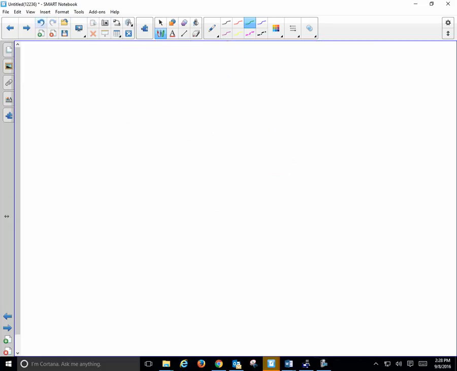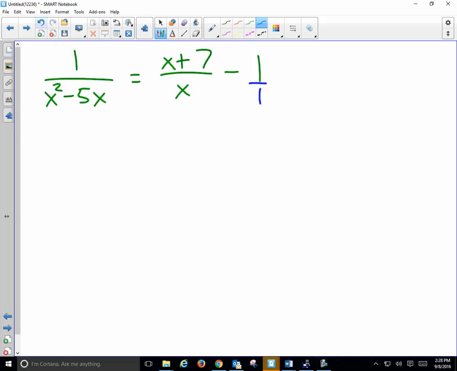Which one would you like me to do on the back side? Going once. 17. All right. 1 over x squared minus 5x equals x plus 7 over x minus 1. This is already factored. 1 over 1. This is factored to x. What can I do to factor that?